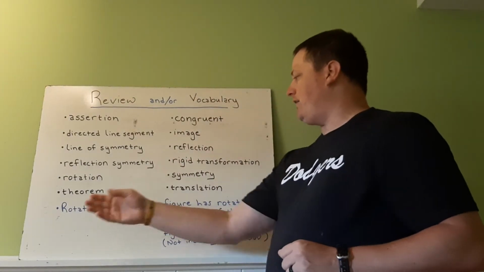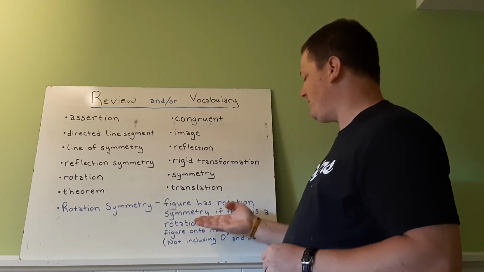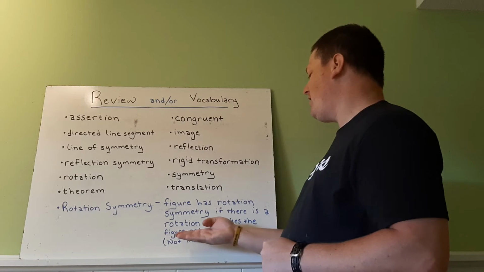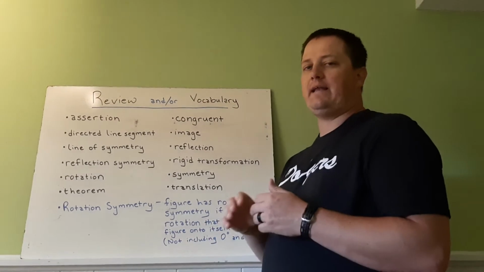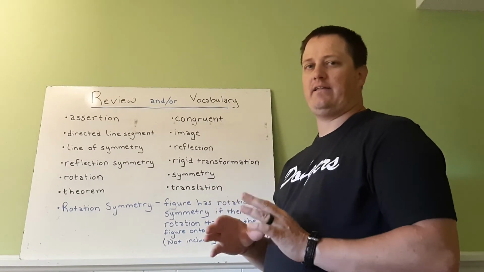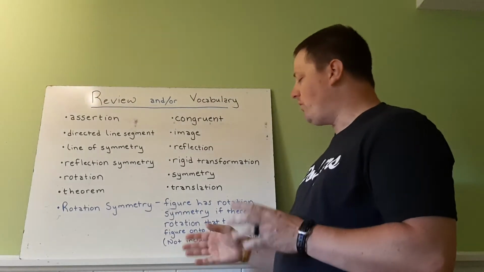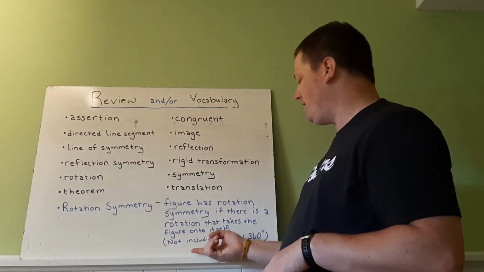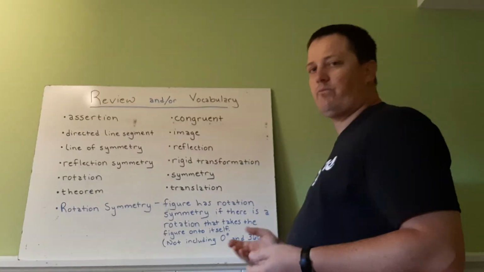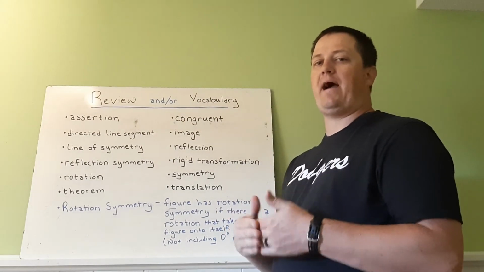Our new word is rotation symmetry. A figure has rotation symmetry if there is a rotation that takes the figure onto itself. So the idea here is if I turn the figure, it still looks exactly the same, except the points are in different spots. The only thing that's not allowed is we can't rotate 0 degrees because that would not be moving it. And we can't rotate a full 360 degrees because that would put everything back where it started.